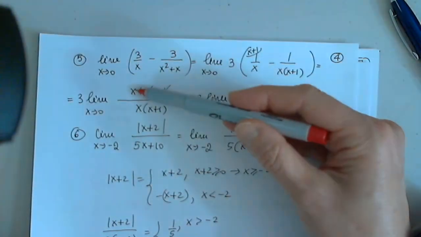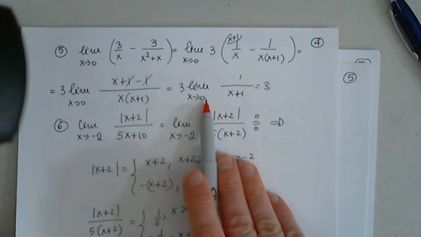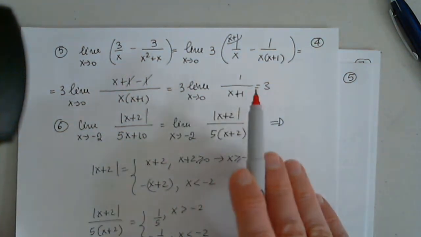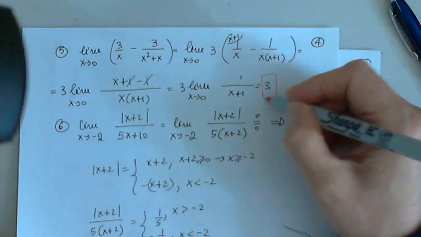And eventually, of course, x with x will be simplified. So I have 3 in front. Limit 1 over x plus 1. When I plug in 0, I get 1 over 1 times 3 is 3.